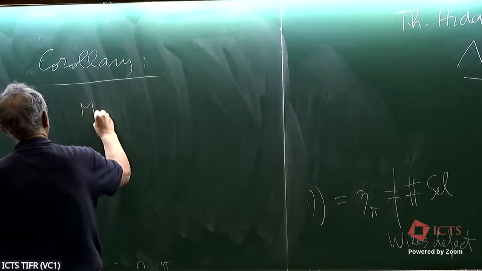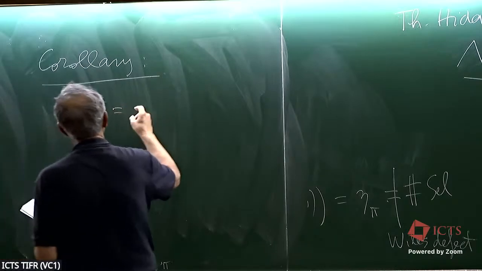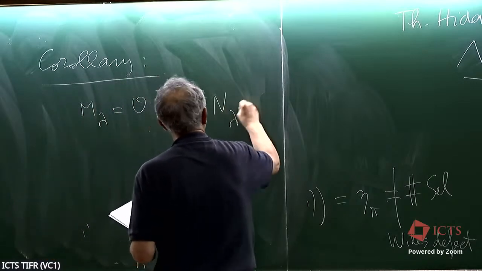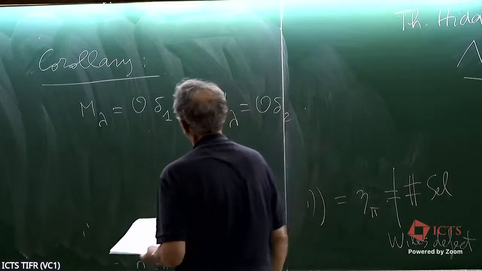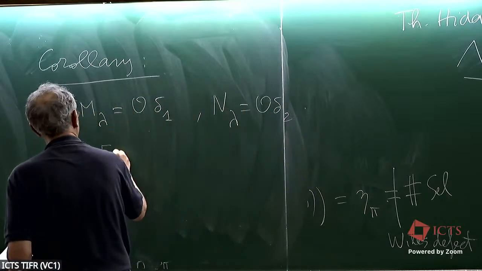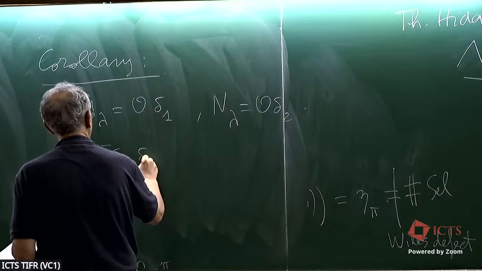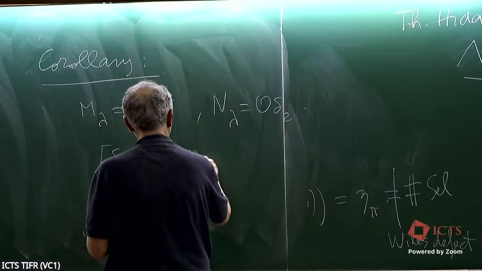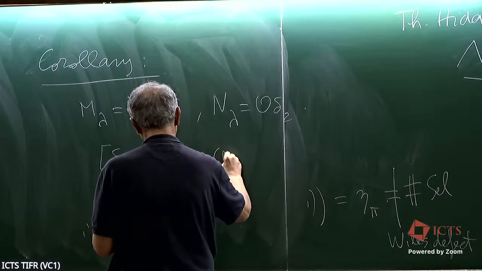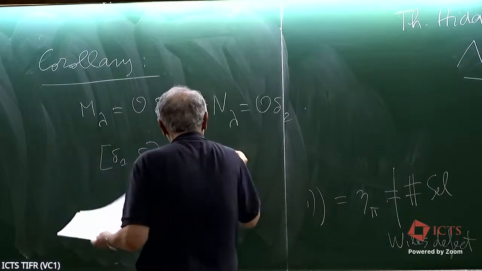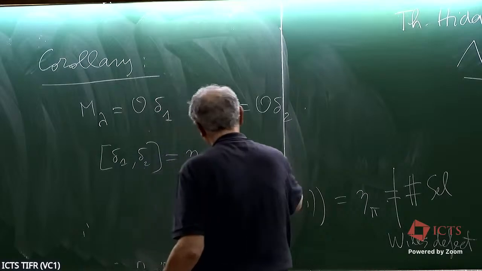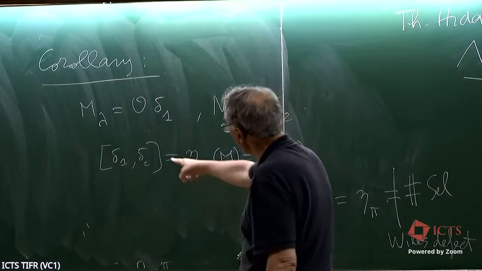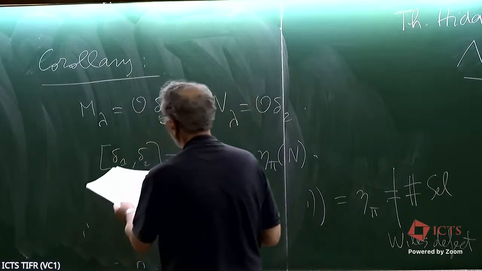If we take a basis δ1 of M^Λ, and we take a basis δ2 of N_Λ, then if you pair δ1 and δ2, what do you get? You get the congruence number η_π of M, or of N, because we just proved this is the same. And so that's the key. So why is it true?